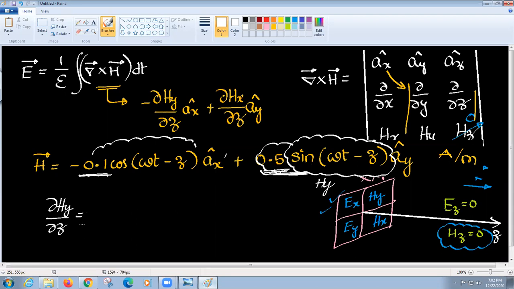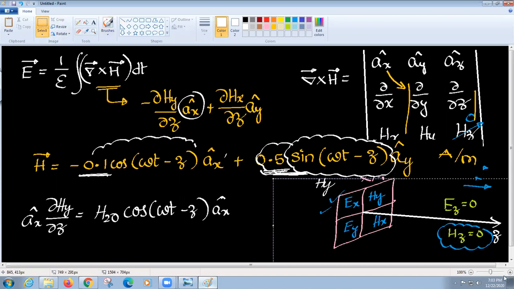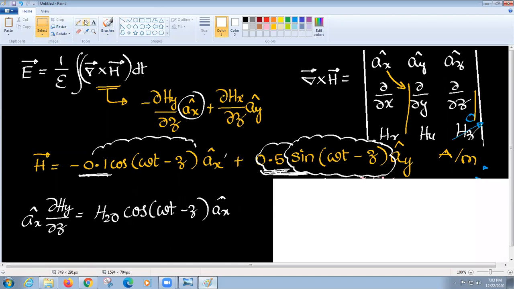If you do this, what are you going to get? I'm going to get H2 naught, since the derivative of sine is cosine, cos omega t minus z. It's with respect to z, so it's multiplied by 1. This is what I have, but we are associating ax roof to this. This is for this. Similarly, let me cut this one.